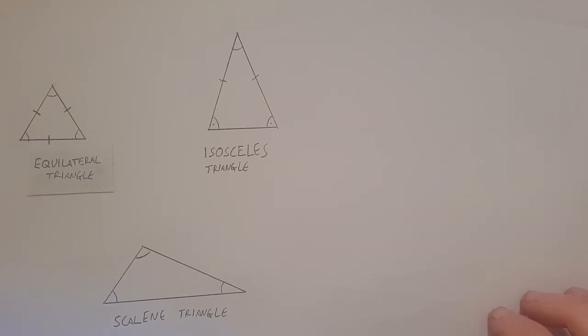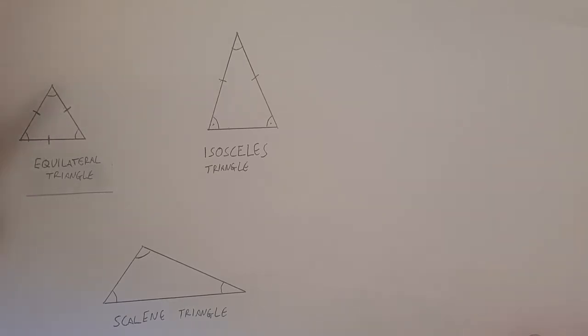Let's look now at the properties of some different types of triangle. So the first one we've got here on the left, equilateral triangle, and that's just a triangle where all three of the sides are the same length, and also all three of the angles are going to be the exact same size. They're all going to be 60 degrees because the angles in a triangle add up to 180, so if they're going to be the same, they're going to have to be 60 degrees.